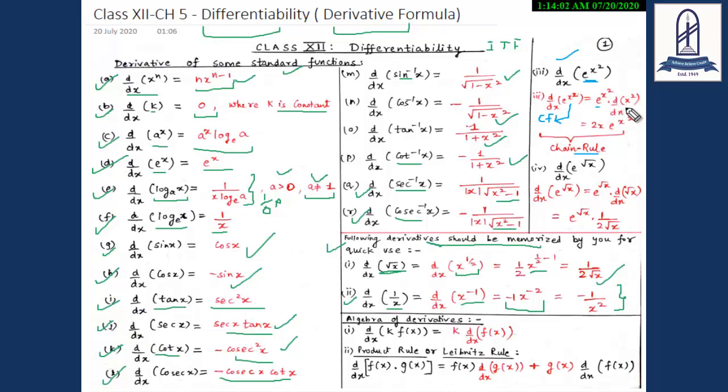And now we have x square. And now again by applying the chain rule, we will differentiate x square with respect to x. So from here student, d by dx of e to the power x square is 2x into e to the power x square.